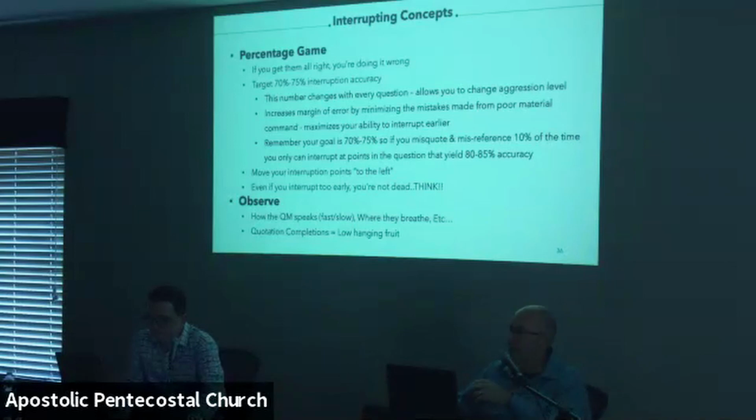Increasing our margin of error, I talked about earlier, one of the reasons that you have to avoid those avoidable mistakes is because they eat into that percentage. If you are interrupting at a rate of 70 to 75%, but 10% of the time you're making what I would call silly mistakes or reference mistakes or material command mistakes, well, now you've got to interrupt at 80 to 85% accuracy. What's that doing? It's slowing you down. You're not able to interrupt as far into the left side of that question as you want because you're making so many mistakes. You have to interrupt slower.